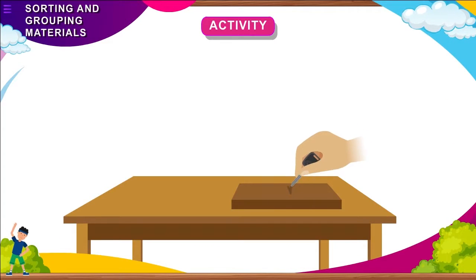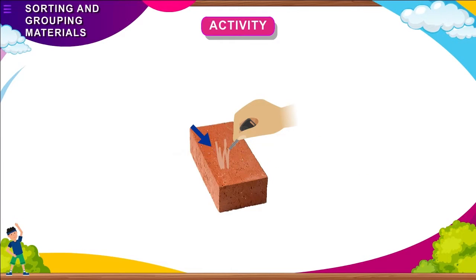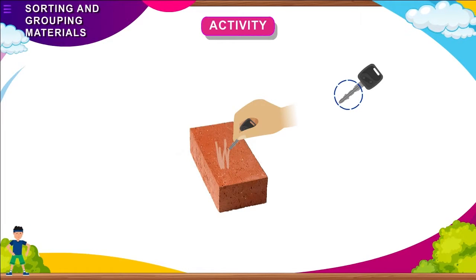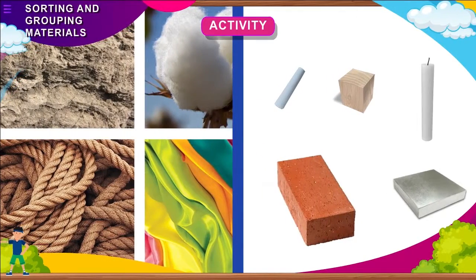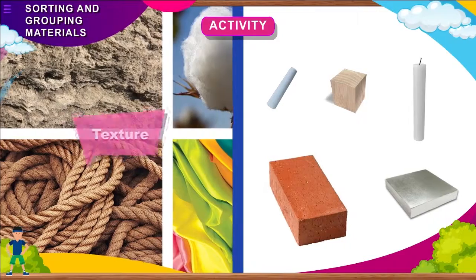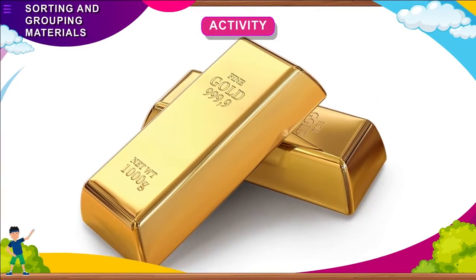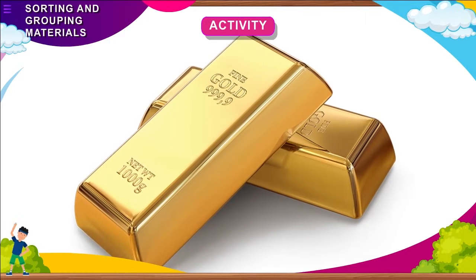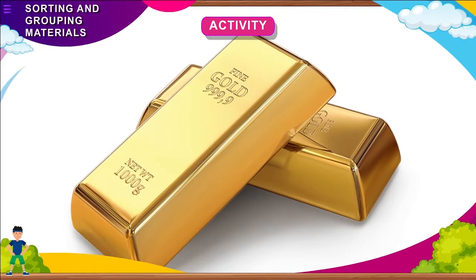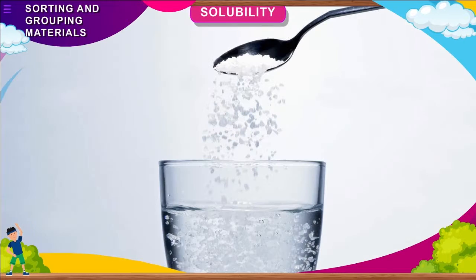When you scratch the wood with the metal key, the wood gets scratched. In the same way, the metal can scratch a brick. This shows that a metal has more hardness than a brick. Thus, solid materials have two main properties: texture and appearance. Metals are mostly harder than other solid materials. They also have shine, called luster.